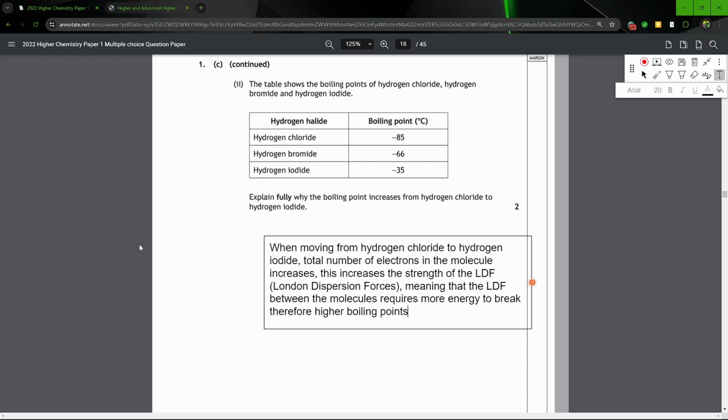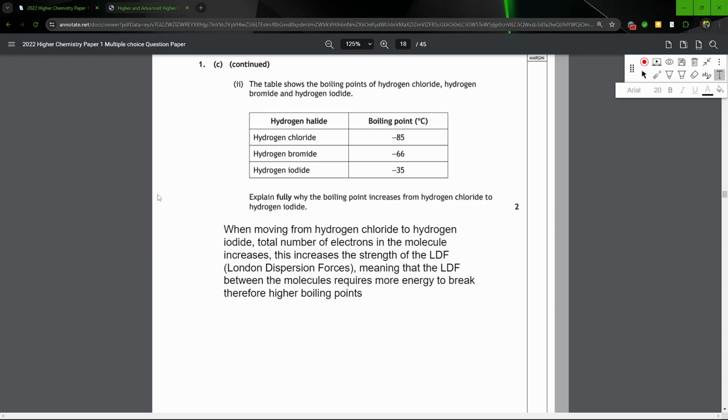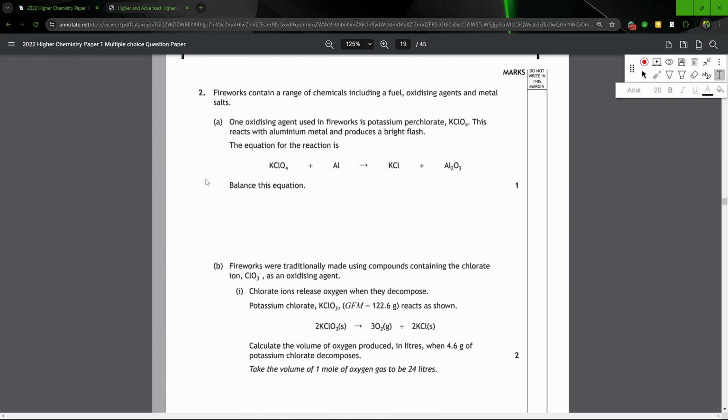There we go. Move on to question 2. Fireworks contain a range of chemicals including a fuel, oxidising agents, and metal salts. One oxidising agent used in fireworks is potassium perchlorate. This reacts with aluminium metal and produces a bright flash.